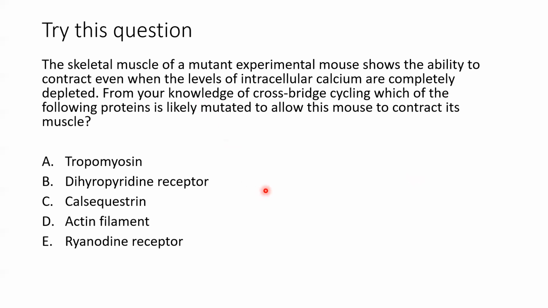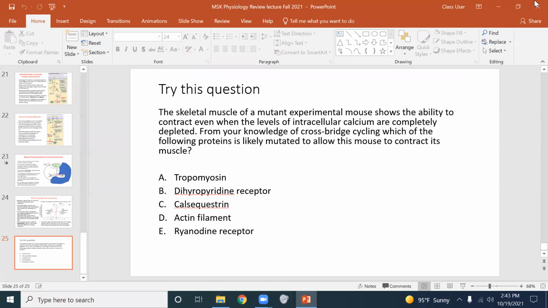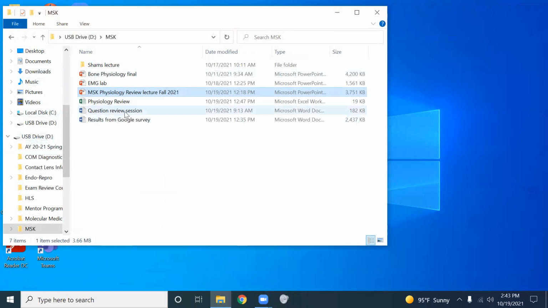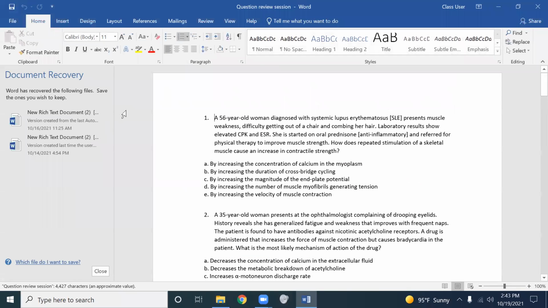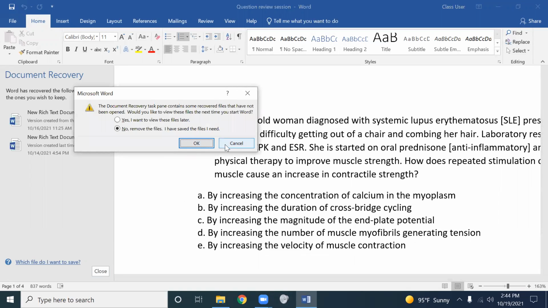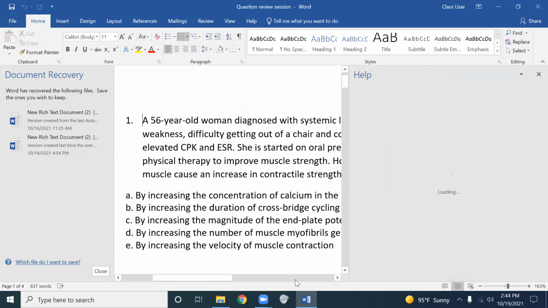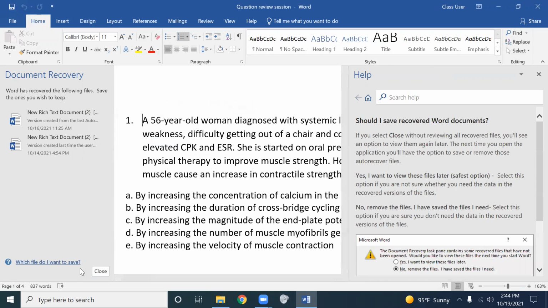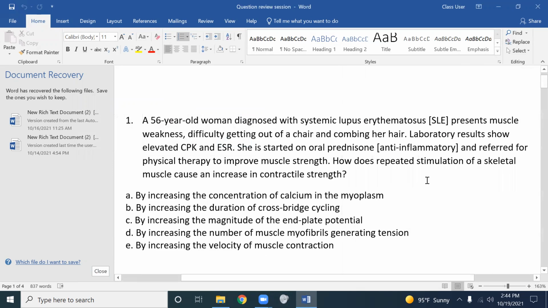Now, just give me a second. Close that. Oh, no, remove the file. Go away. Oh, shucks.